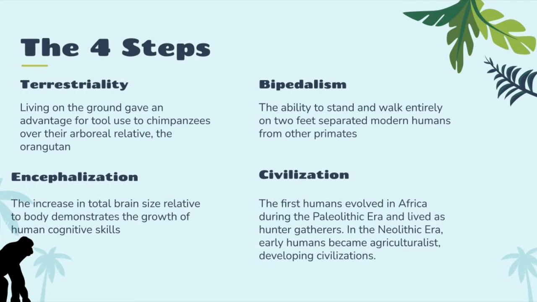And the 4 steps towards modern humans include terrestriality, bipedalism, encephalization, and civilization. Living on the ground gave chimpanzees an advantage for tool use over their arboreal relative, the orangutan, which helped them evolve quicker. The next step is bipedalism, or the ability to stand and walk entirely on 2 feet.